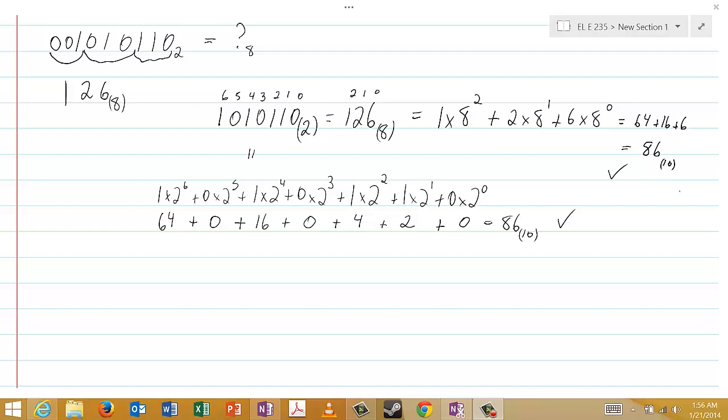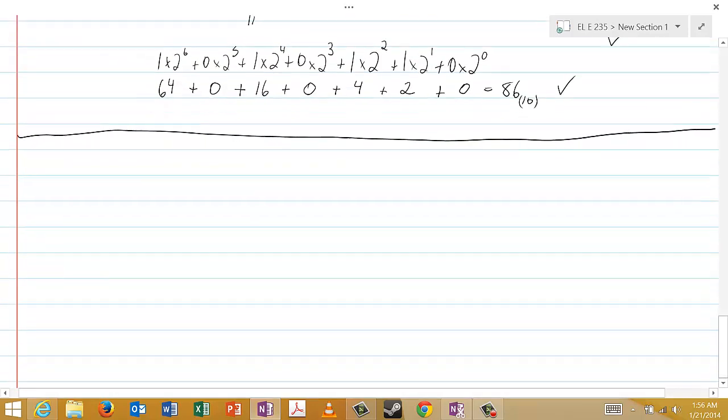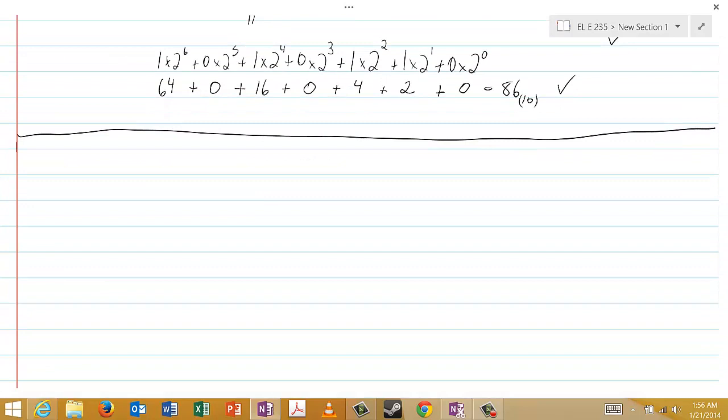One thing you may have noticed is that when we're working in a certain base, all of the digits that we use will be less than that base. Let me explain what I mean. For instance, when we're working in base 10, we might see a number like this, for instance.